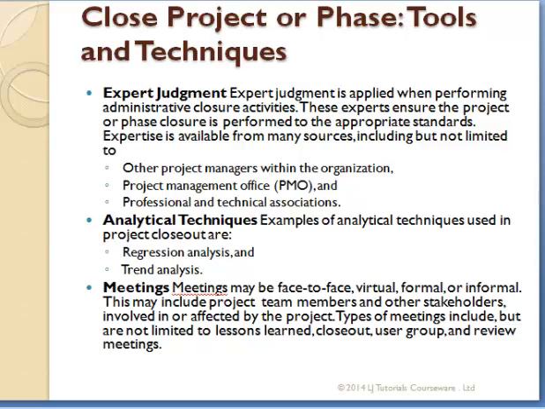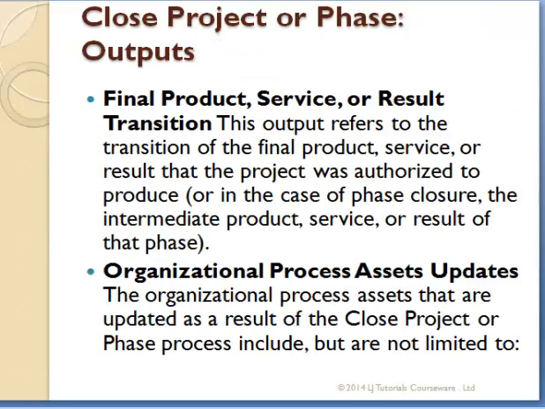Then we look at the outputs. We should be able to get our final product. Every project is meant to achieve a goal. We are trying to achieve a result, so this should be part of our output. Then we should also have updates to our OPAs. In the inputs you have been seeing OPAs, but now the project is done. We can input what made this project successful and what made it fail. Now we can update our OPAs, and we can see that the project is now over.